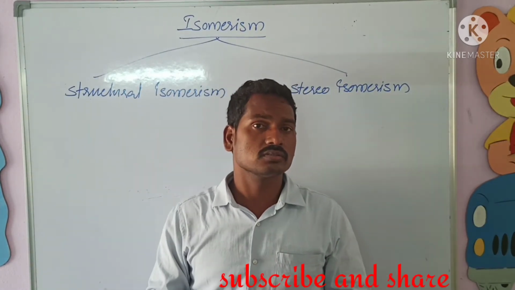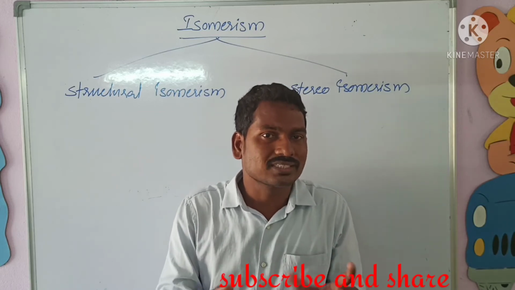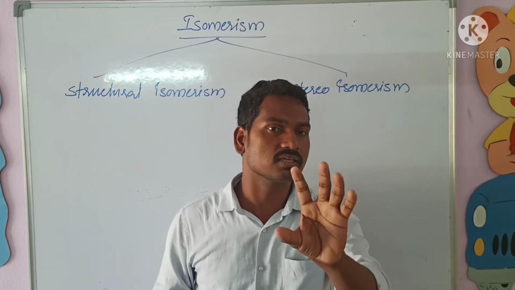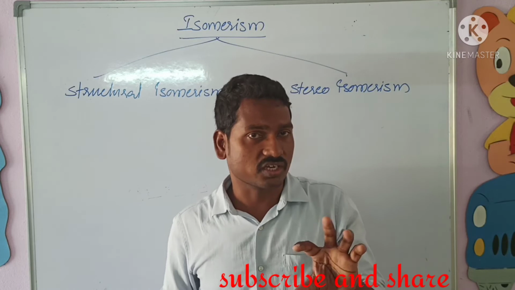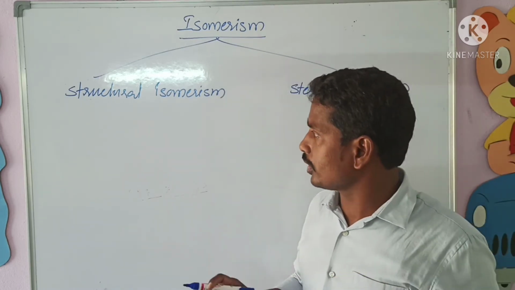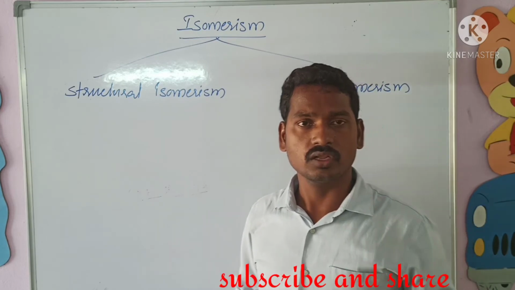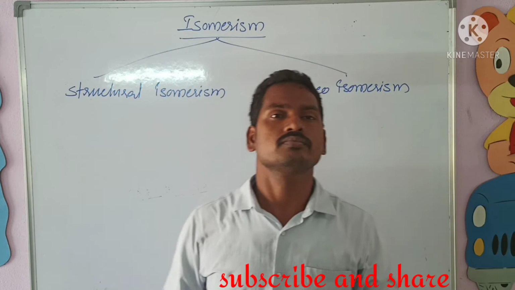What is the definition of structural isomerism? The isomers which have the same molecular formula but show a difference in their structure are called structural isomers, and this total phenomenon is called structural isomerism.